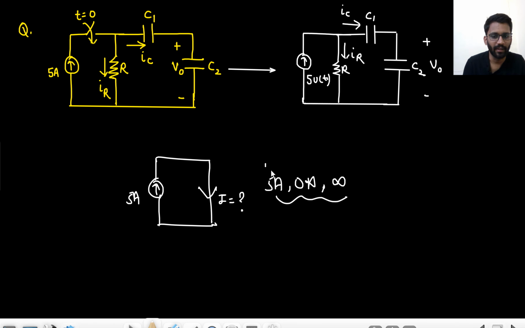The current is 5 ampere only, right? If there is 5 ampere current, it will always give you 5 ampere current because this is a current source. And even if there is 0 volt across it, it will always give you 5 ampere.